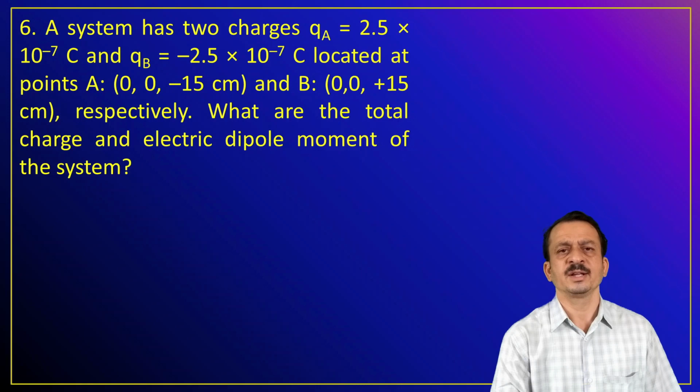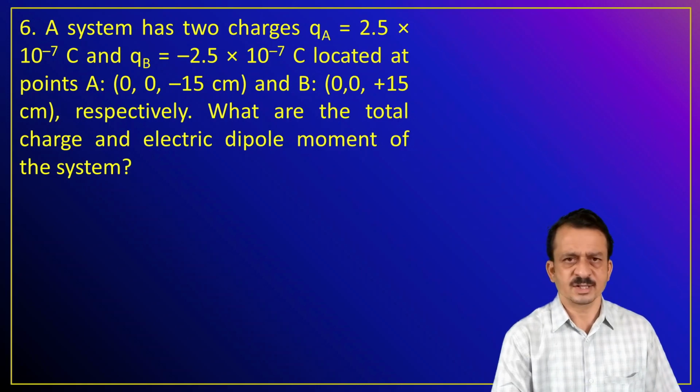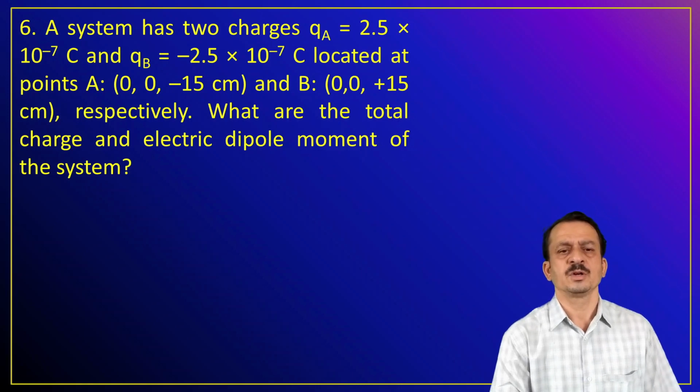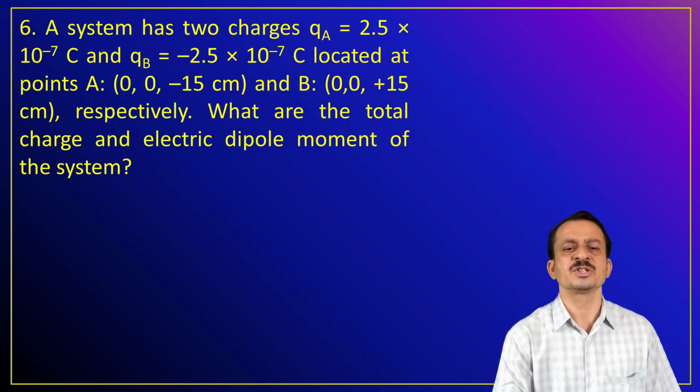Here in the three-dimensional coordinate system, two charges are placed at the positions given. A is 0, 0, minus 15 centimeter. What is the meaning? 0 x-axis, 0 y-axis, minus 15 centimeter. It is along the z-axis. Similarly, B point 0, 0, plus 15. So 0 x-axis, 0 y-axis. Therefore, it is along positive of z-axis, 15 centimeter from the origin.